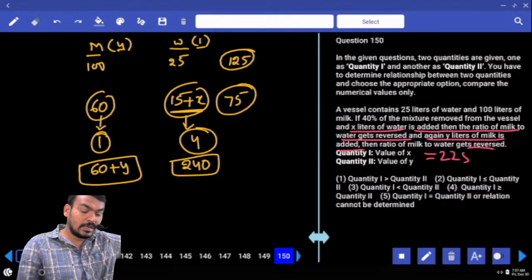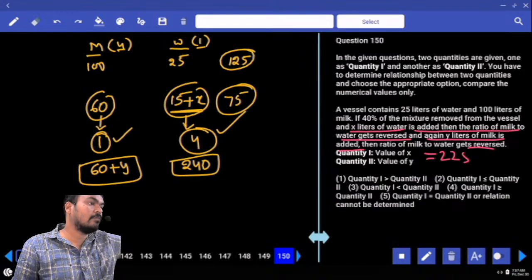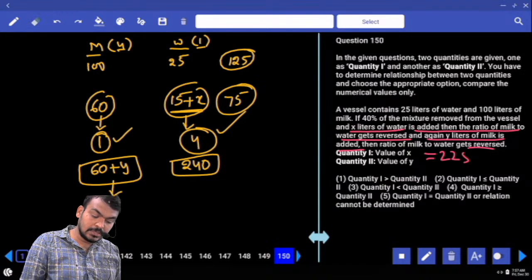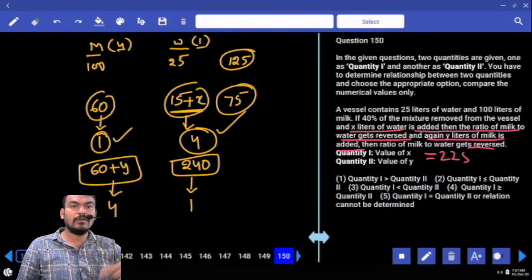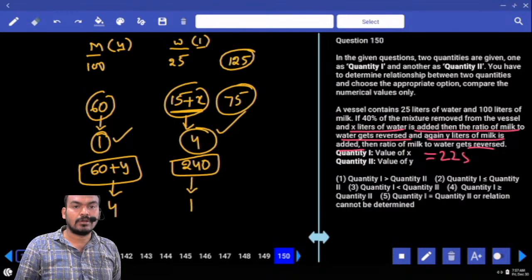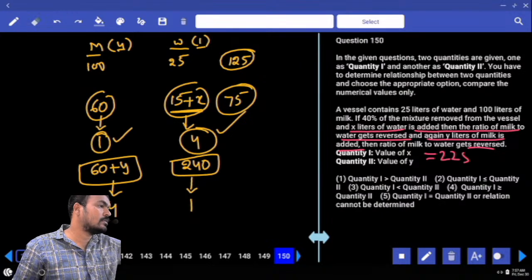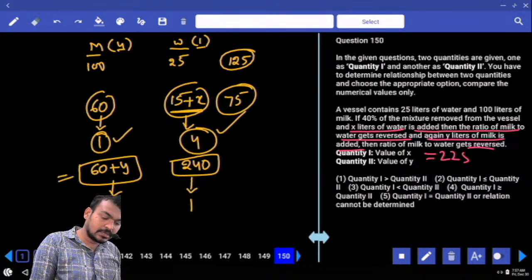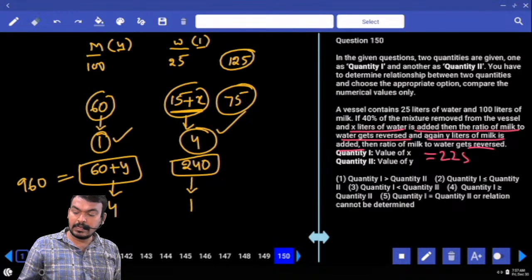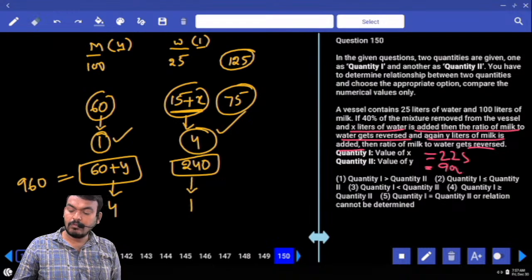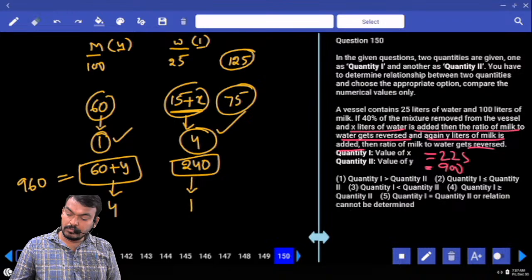Reversed. What is the ratio here? 1:4. Reverse means 4:1. Means this is how many parts? 4 parts. This one 1 part. What is the 1 part value? 240. 4 parts value? 960. That 960 equal to which one? 60 plus y. Means 60 plus y equal to how much? 960. Then y value? 900. What is the answer? Q1 less than Q2.